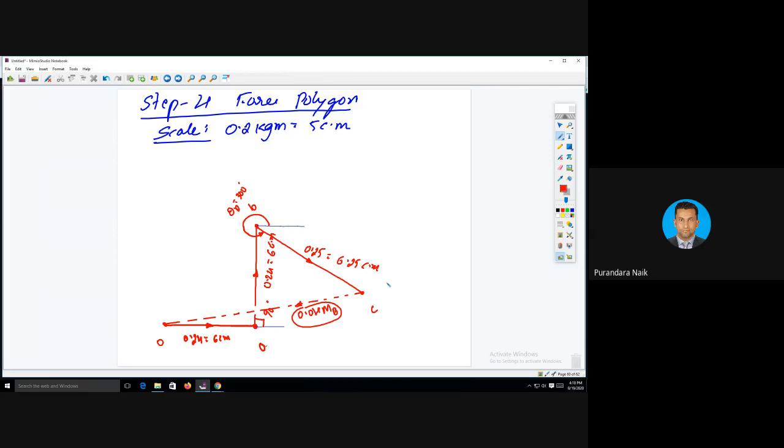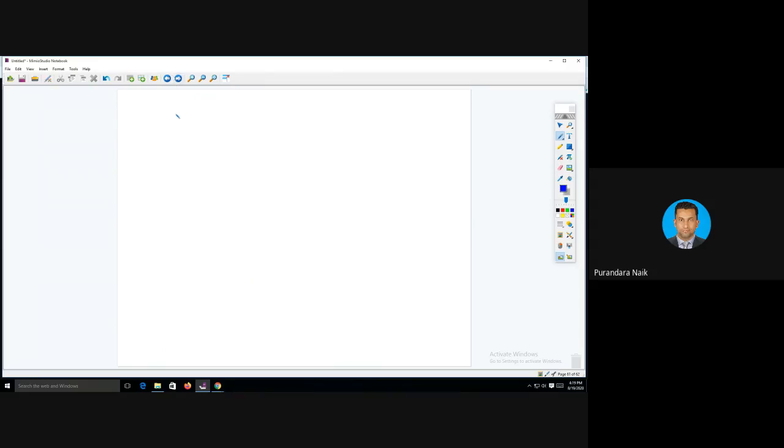And the corresponding angle, how do you measure? From the reference line. Where is the reference line? It is the 0 degree line. Just draw a 0 degree line and measure the angle. See, this is the angle theta B. Now, calculation, I'll do it in the next slide.